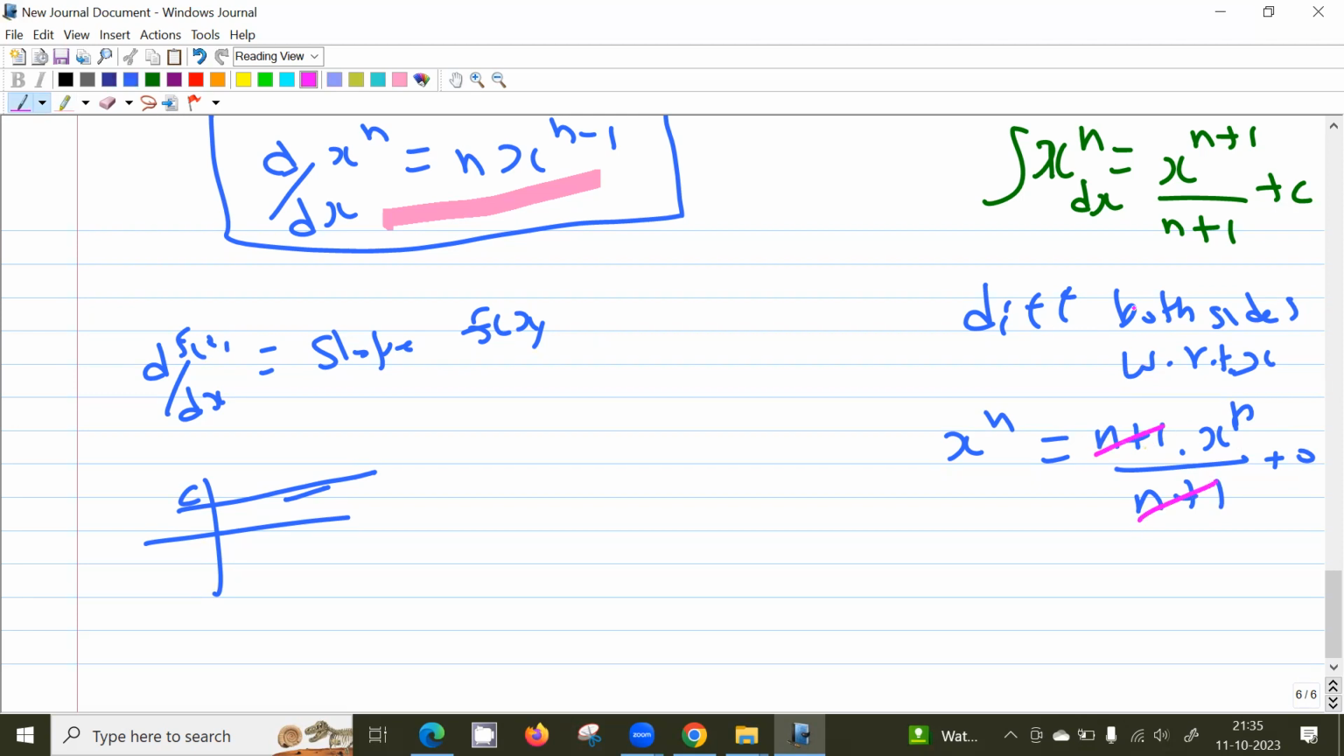So it is true. So integral of x raised to n: the power will go up by 1, and you divide by n plus 1. When I differentiate, the power will go down by 1, and the n will get multiplied. So these two formulas you have to remember for integration and differentiation.